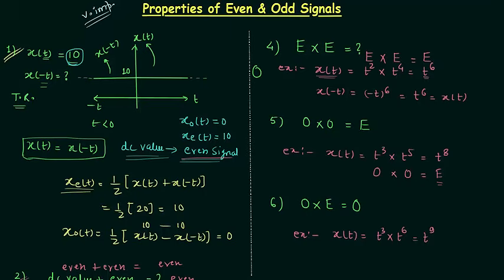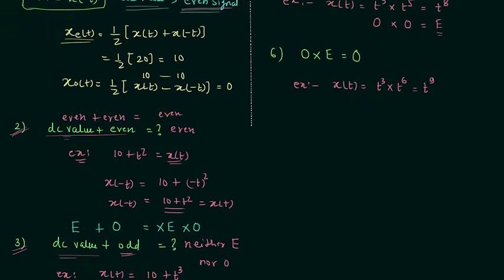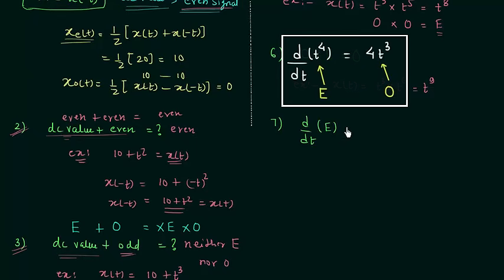In the seventh property, we will differentiate the even signal. Differentiation of an even signal will give us an odd signal, but there is one exception. This property is not valid for DC values. DC values are even signals, and differentiation of DC values, for example, when we differentiate 10, we will have 0, and 0 is not an odd signal. So this property is not valid for DC values.